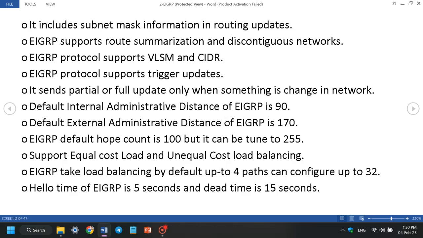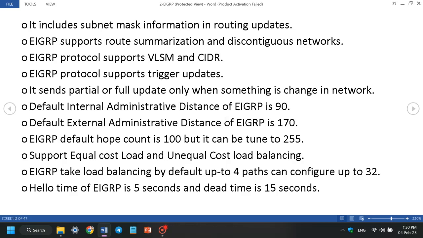EIGRP supports equal cost and unequal cost load balancing. This is the only protocol which supports both equal cost and unequal cost load balancing. By default EIGRP load balances across up to 4 paths, and it can be configured up to 32.